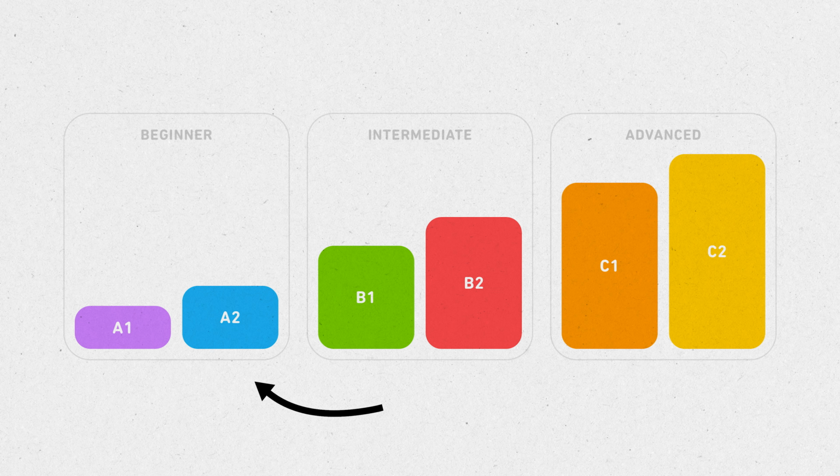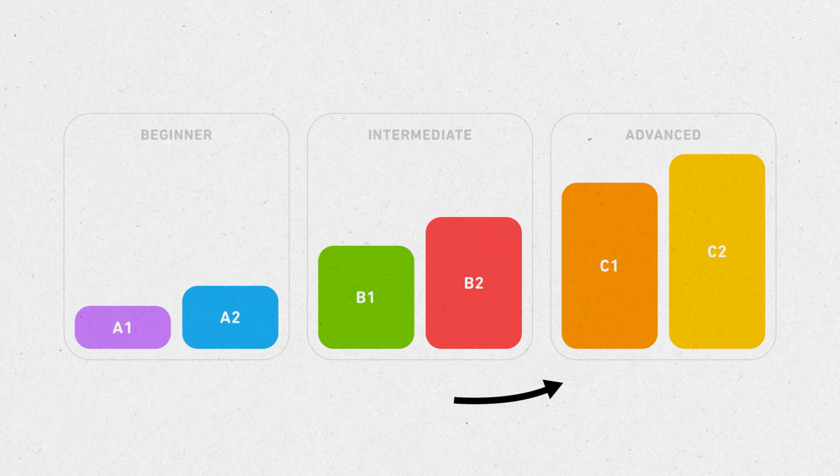An A2 learner is a beginner, so they can work at a supermarket where they can have simple, short conversations. But a C1 learner is advanced, so they can work as an engineer and give complex presentations about technical subjects. But this is the wrong way to look at both the CEFR levels and language learning in general.